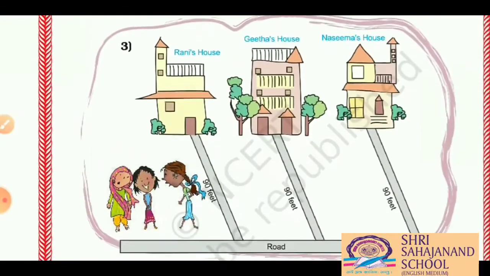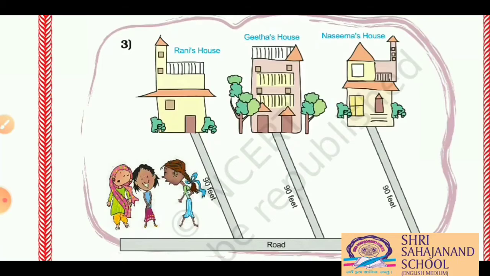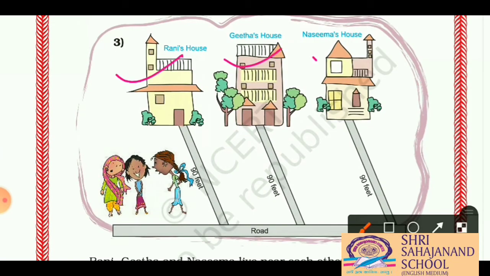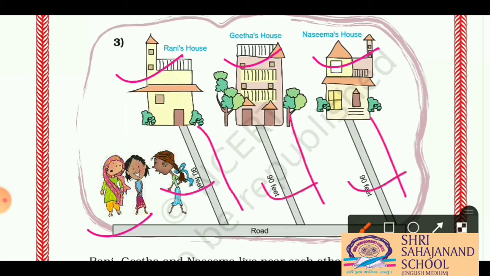The third question is, here is a picture. Rani's house is here, Geeta's house and Nima's house, and here we have a road, and we can see that the distance from their houses is equal: 90 feet, 90 feet and 90 feet.